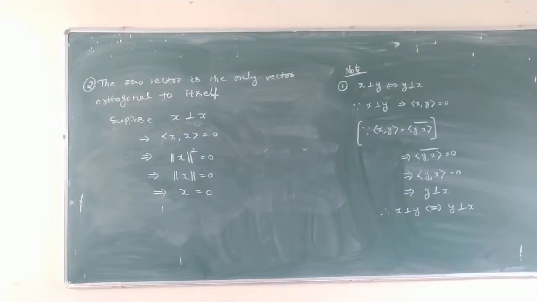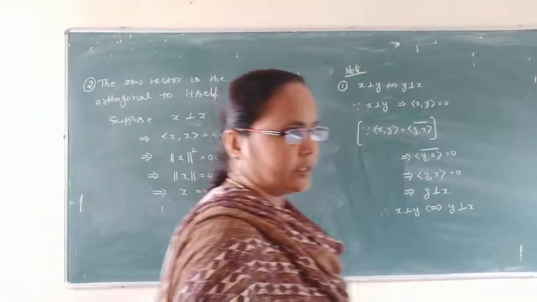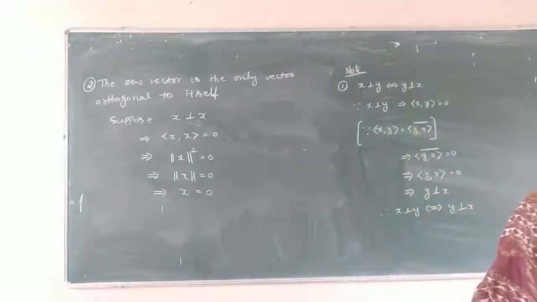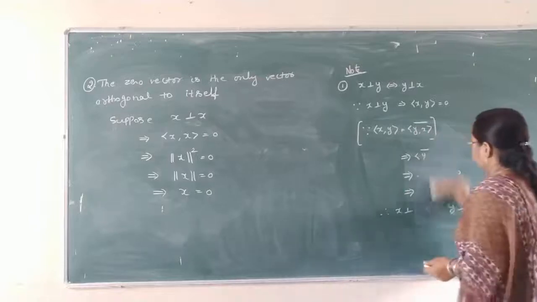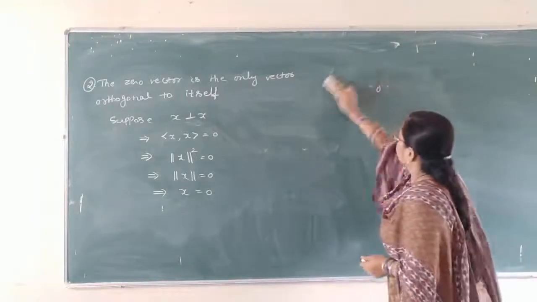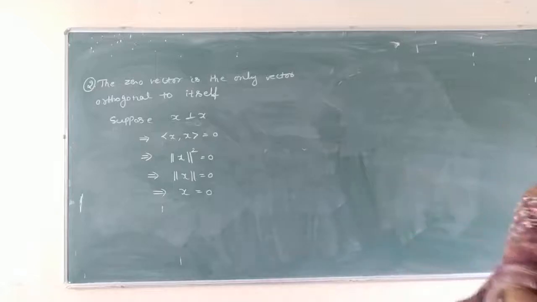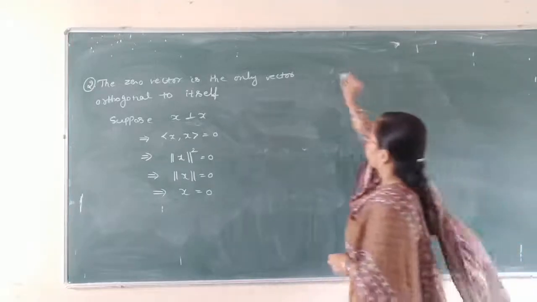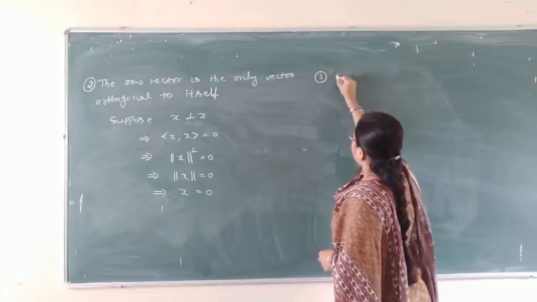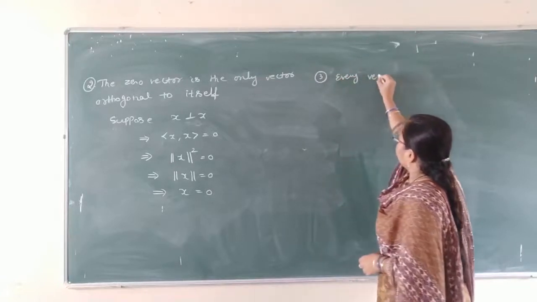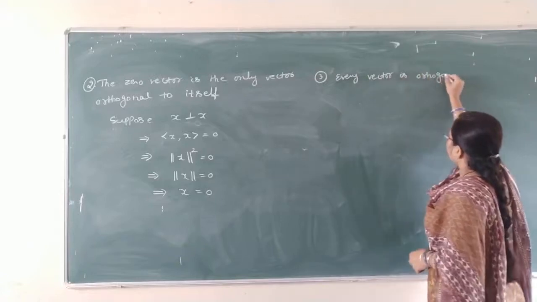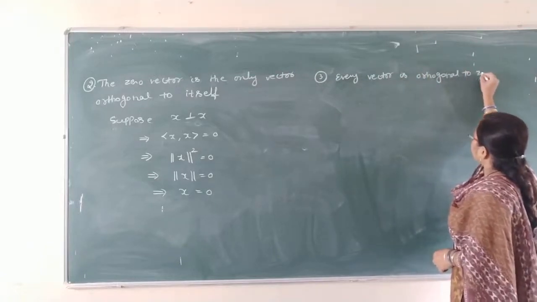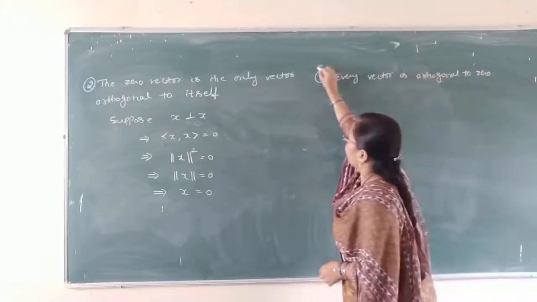And the third one is every vector is orthogonal to 0. Our third point is every vector is orthogonal to 0. So what is our third point? Every vector is orthogonal to 0. Very important point it is.